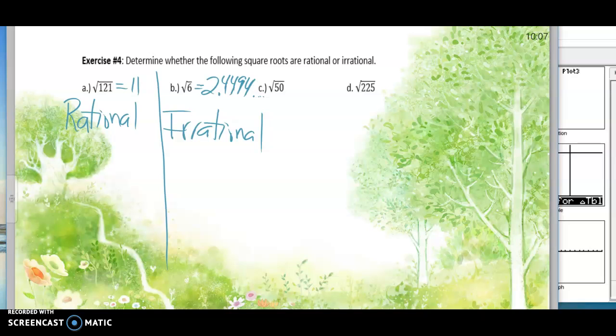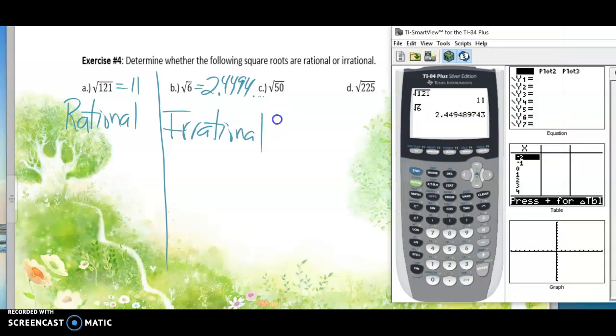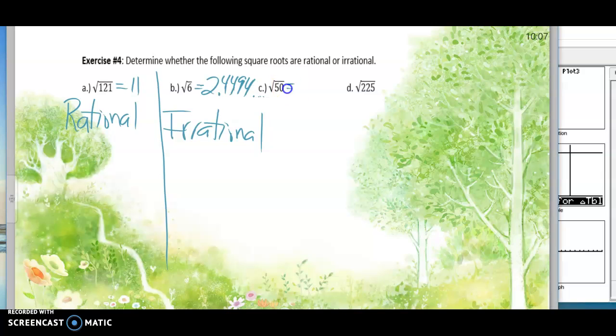Square root of 50 sounds kind of perfect, but it's actually not. No, that's going to be square root of 50. And again, another never ender, never repeater. So 7.071. Let's throw a couple more in there. How about square root of 6? Again, irrational.